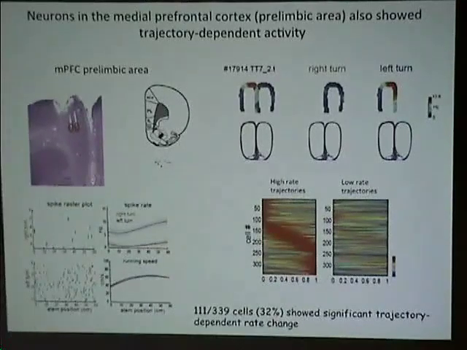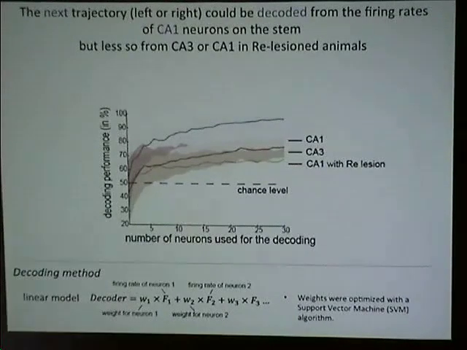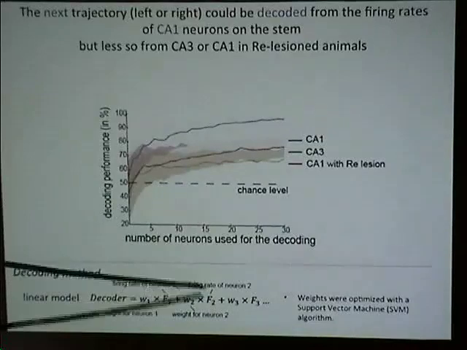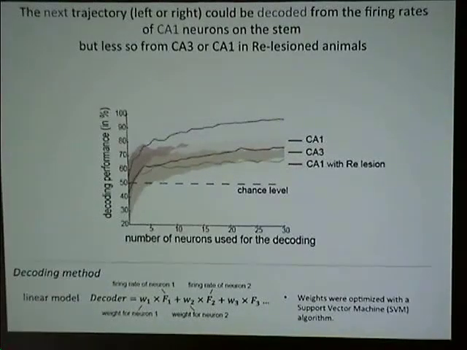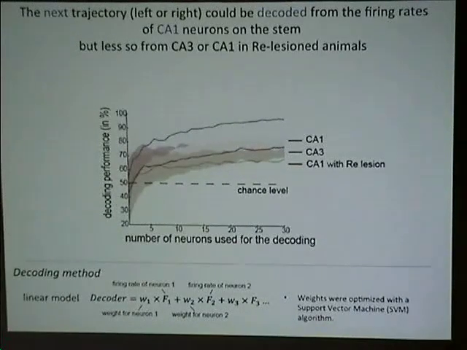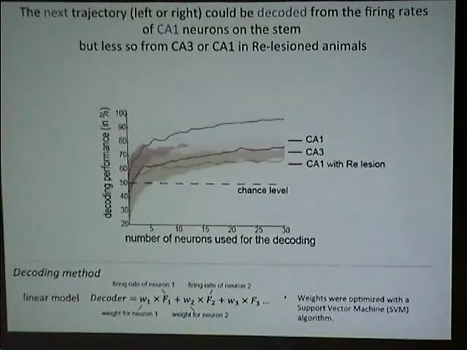Okay. So then what Hiroshi also did is that he tried to predict whether the rat would go left or right on the next one. So he just used decoding. He made a decoder which just used the firing rates of the different neurons, which he then weighted. Did that for alternating parts of the trajectory, and then predicted what the firing would be on the other. And for CA1, predictions were much better than for CA3 and CA1 with lesions.